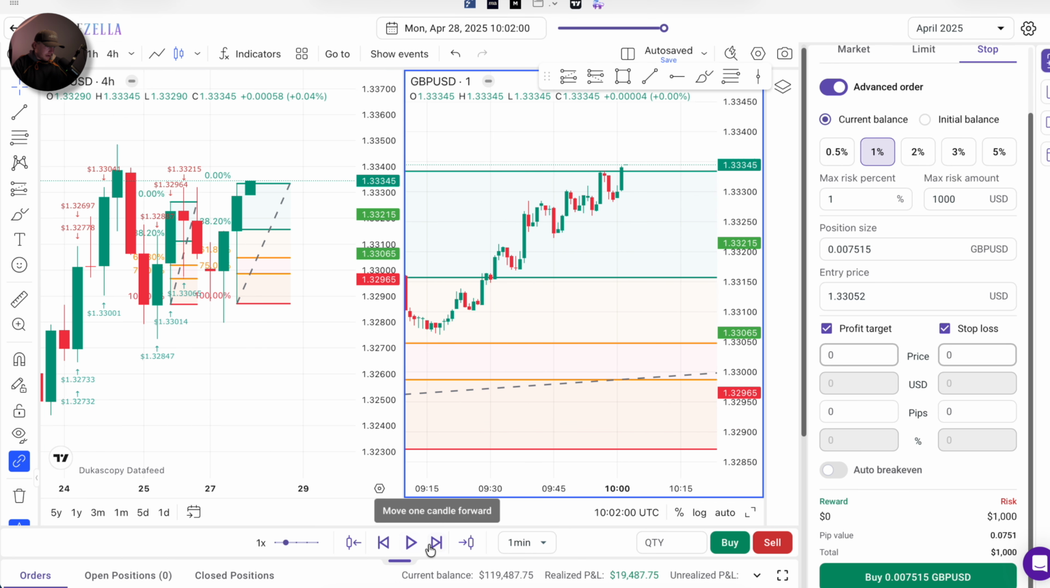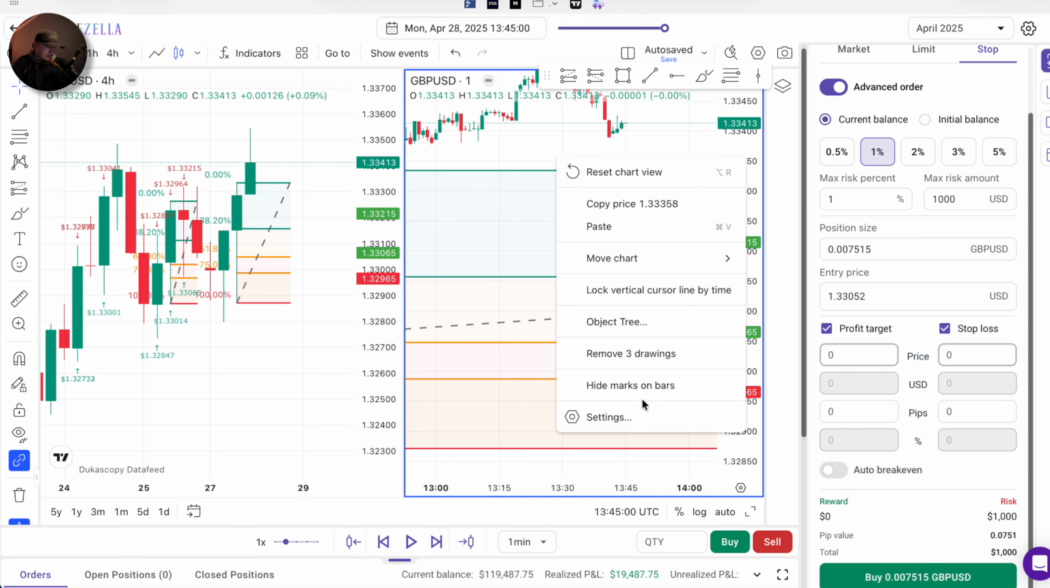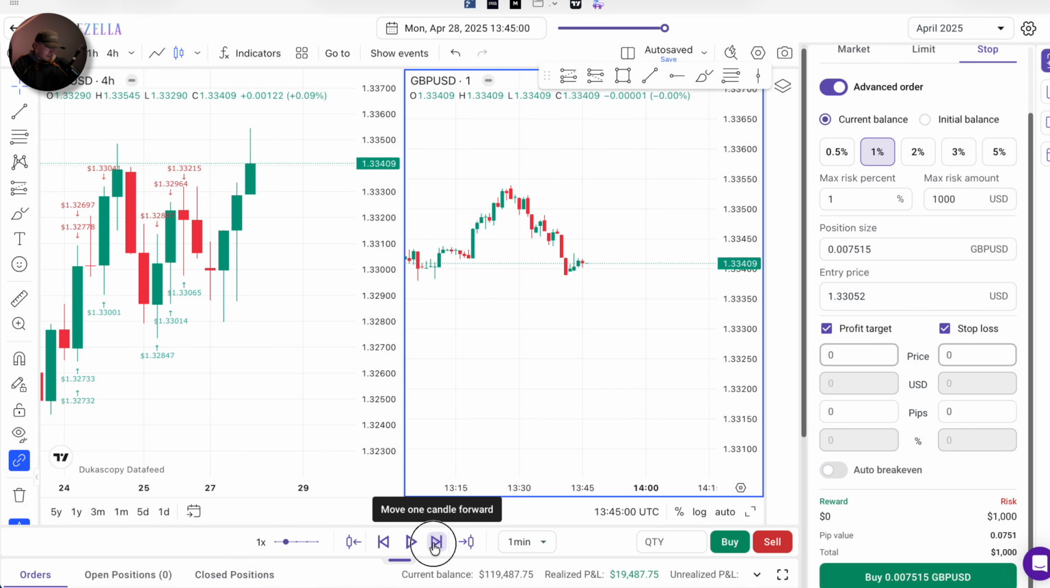and again we're going to break out by the looks of things, which we do. So no trading opportunity, and we go to New York. We remove drawings.